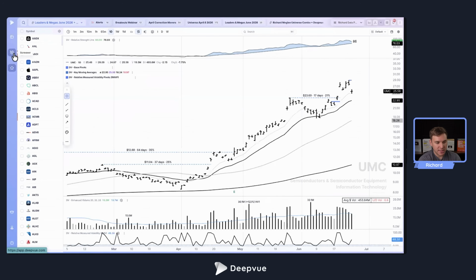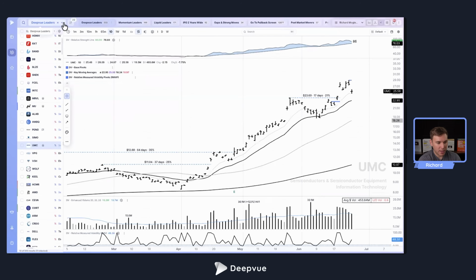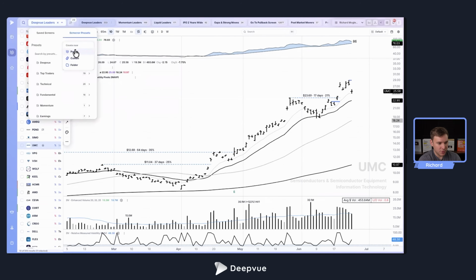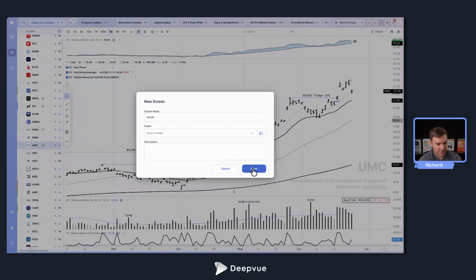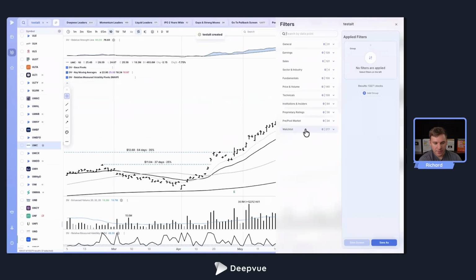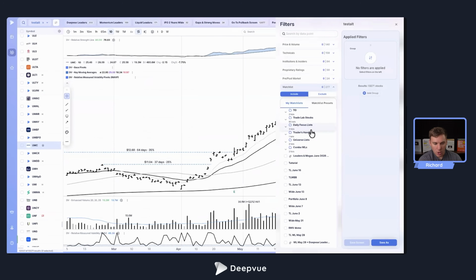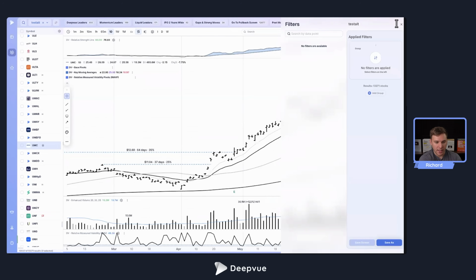When you're making a screen itself, just to show something quick, I'll just create a new screen real quick. When you're creating a new screen, we've got a watch list folder down here, which allows you to include and exclude lists. So you can literally screen on a watch list if you want. You can screen within that universe, or you can exclude stocks from a list to show up on a screen. So that's how you can do that on a screen level. Just want to show that you could do that here in DeepView.